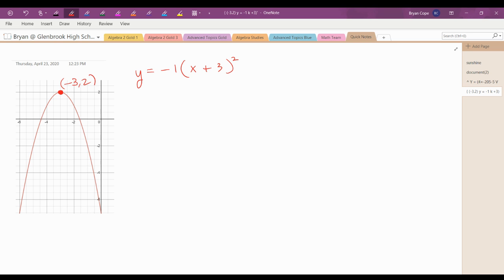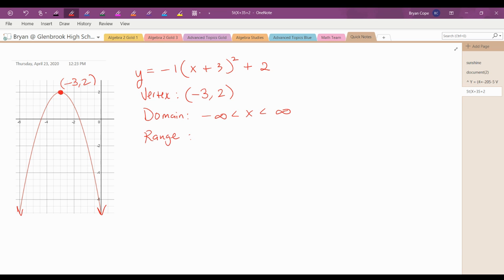And then let's see, how high is it? Well, the vertex is at 2, so we're going to go plus 2. That's the equation of the parabola. Our vertex is the highest point here, negative 3 comma 2. The domain is the same as before. That's always true for a parabola. The domain is negative infinity less than x less than infinity.